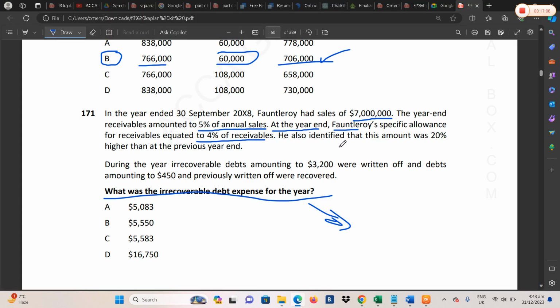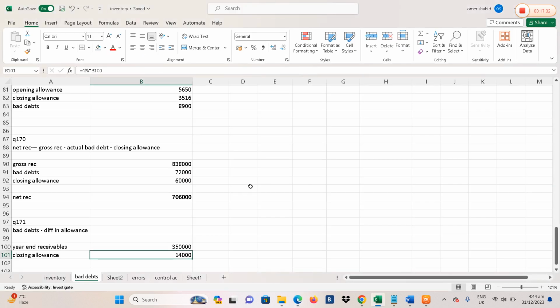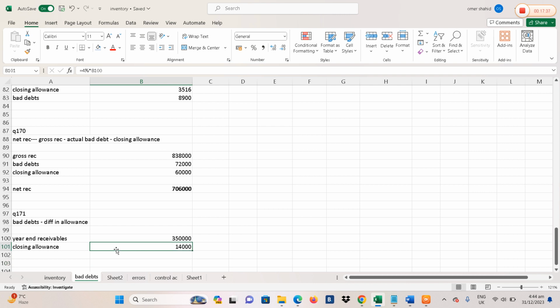Now let's move on to the question. He also identified that this amount was 20% higher than at previous year end. So what does this mean now? He is saying that 14,000 was our closing allowance, and that this 14,000 is 20% higher than at the previous year end. That means the amount at the previous year end was 20% less than the 14,000.